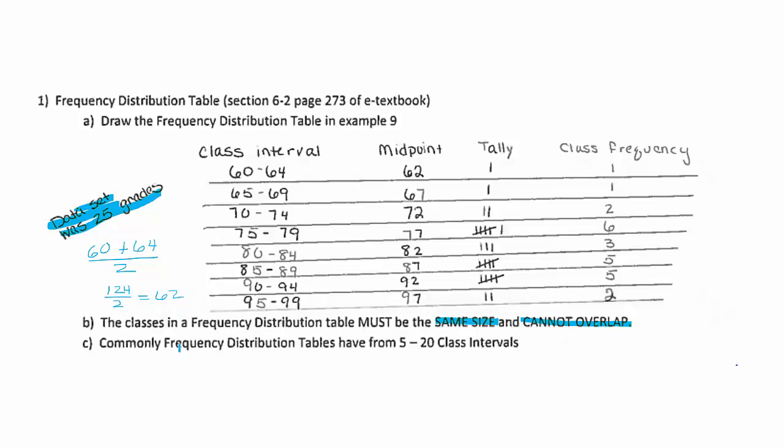When you're looking at a set of data and you're determining how many classes to make, you want to end up with between 5 and 20 classes. So this particular frequency distribution table has 8 classes, which is in that range. So a common frequency distribution table.